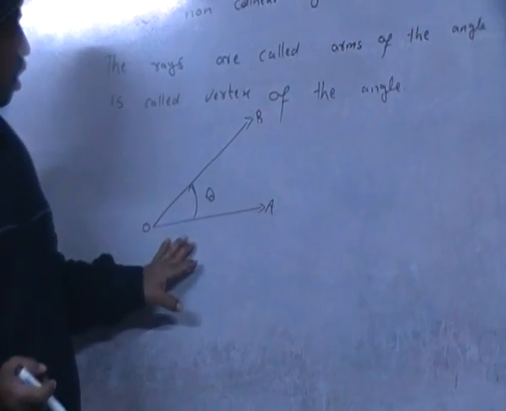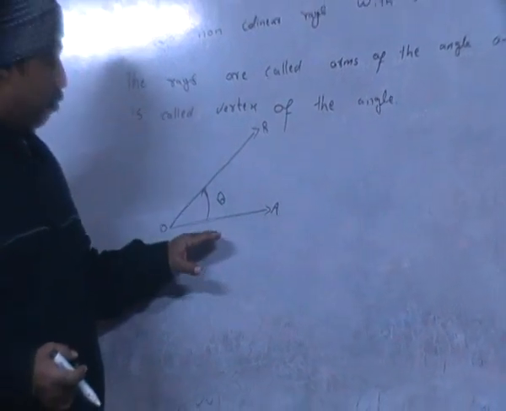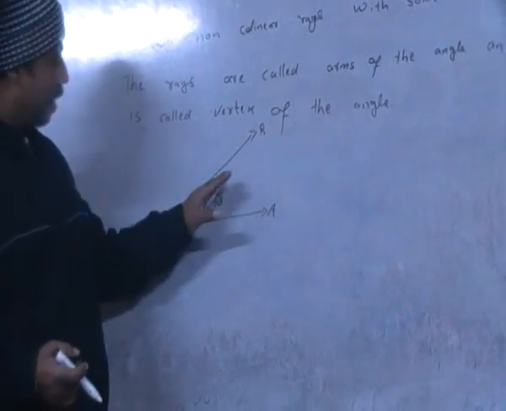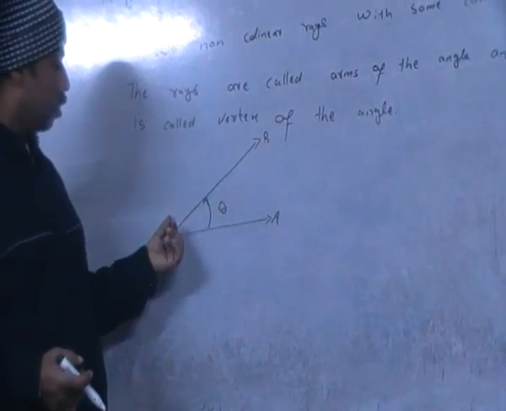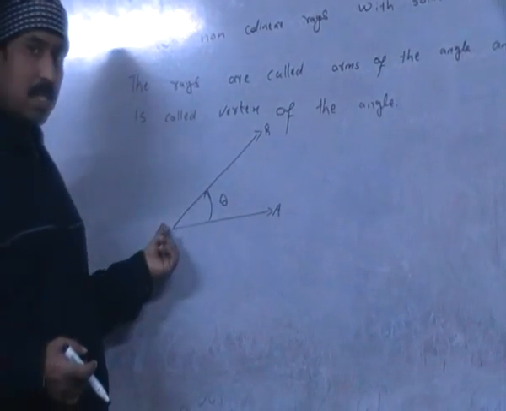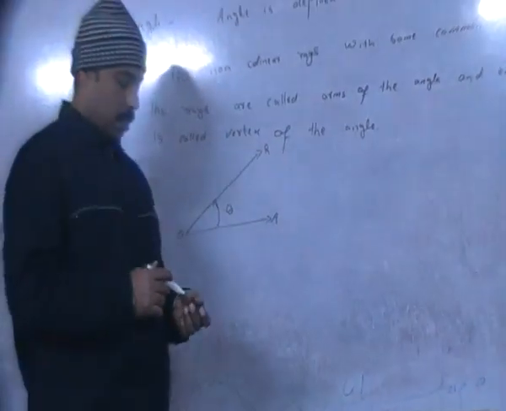This is a definition, and according to this definition, we draw the angle. One ray, second ray, and this is the angle theta. It is a union of two non-collinear rays with some common endpoint O.